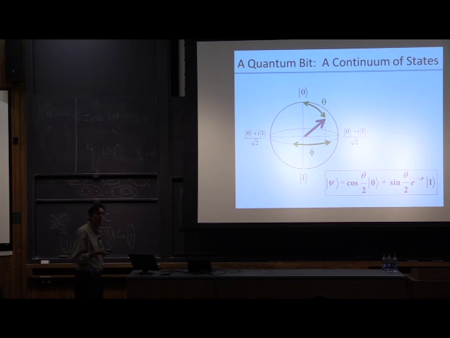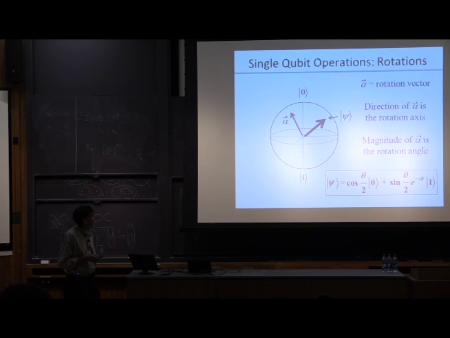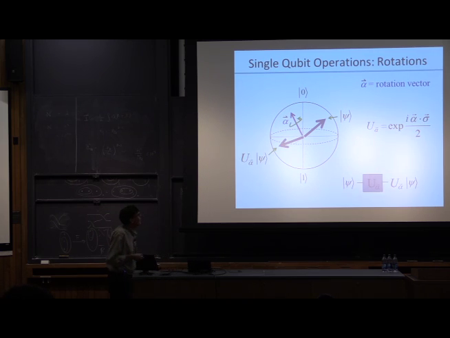So we have a qubit. We have a two-level system. And like any two-level system, I can represent the pure states by points on the Bloch sphere. And I can represent single qubit operations as rotations with some rotation vector alpha, the magnitude of which is the rotation angle, the direction is the rotation axis. And this corresponds to some single qubit operation, U alpha here.